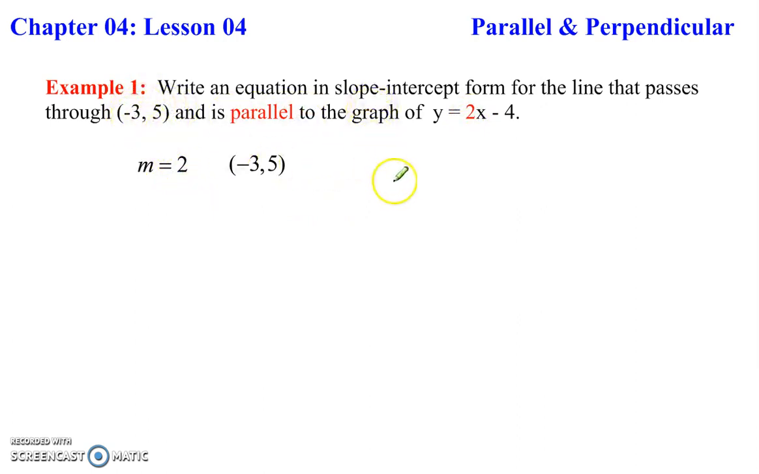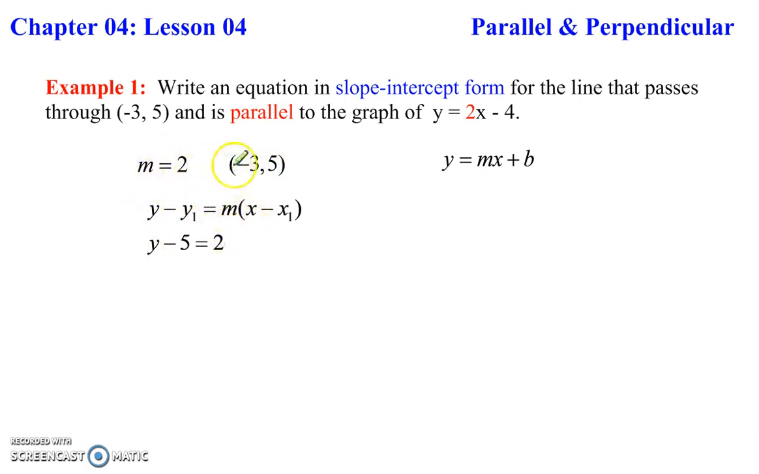So there's a couple of ways you can do this. Remember, we want this in slope-intercept form. That's y equals mx plus b. You could take the slope, put it in here, and plug in the point and find the y-intercept. Or since we have a point and the slope, we can use point-slope form. Plug that in here, 2, and then plug in the point. Since there's no fractions to deal with, this is an easy way to do that.